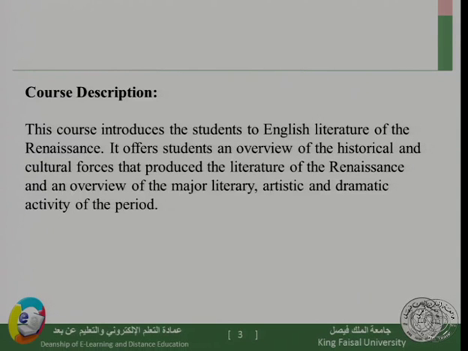We want to look at the historical and cultural forces that helped produce that literature, and we will give the student an overview of some of the major literary, artistic, and dramatic activity of the period. So basically we're going to look at the historical forces that helped produce the literature of the Renaissance, and we will have an opportunity to look at some specific examples of the literature of the Renaissance that includes some drama, some poetry, some prose, and so on.